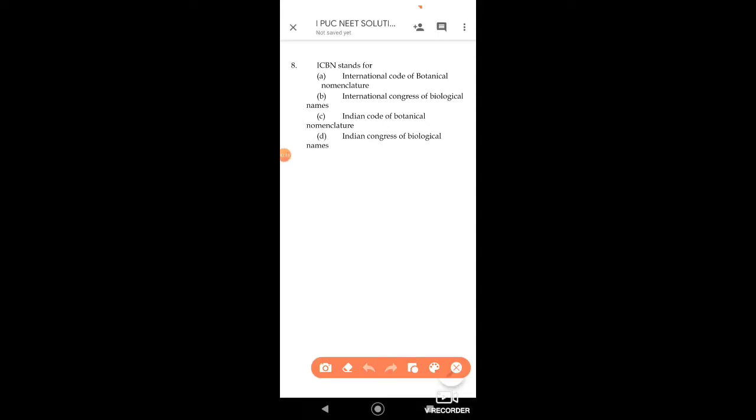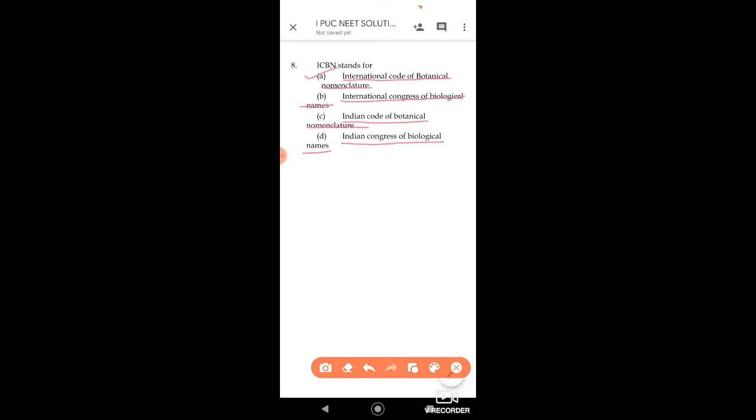Dear students, the 8th question we have here is, ICBN stands for. So they are asking what is the expansion or abbreviation of ICBN. So four options have been given here. The first option is International Code of Botanical Nomenclature, International Congress of Biological Names, International Code of Botanical Nomenclature, Indian Congress of Biological Names. Dear students, option A is correct here. Let me tell you, because here it represents the International Code of Botanical Nomenclature.